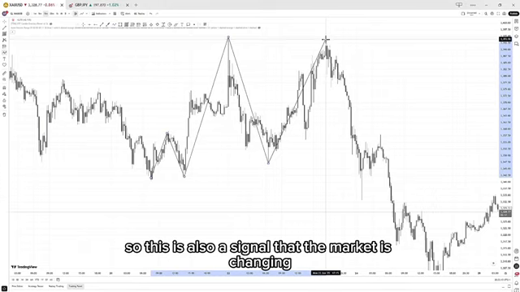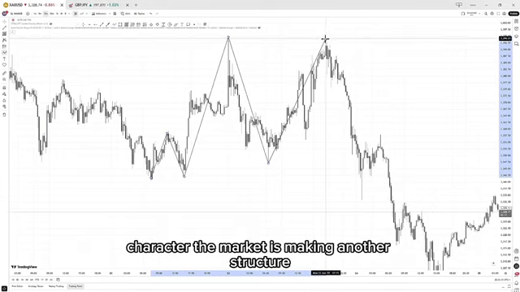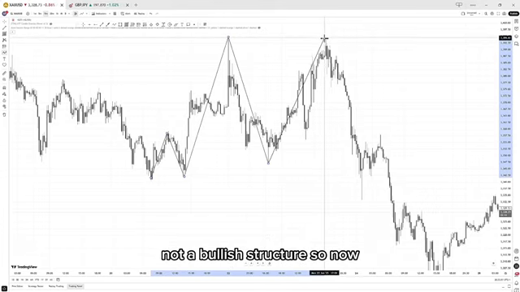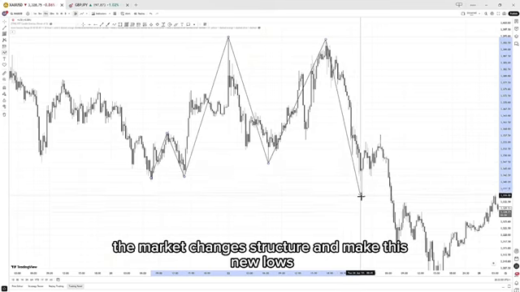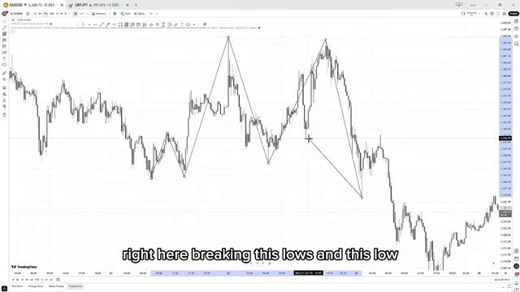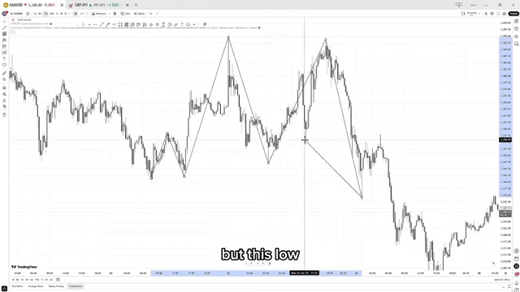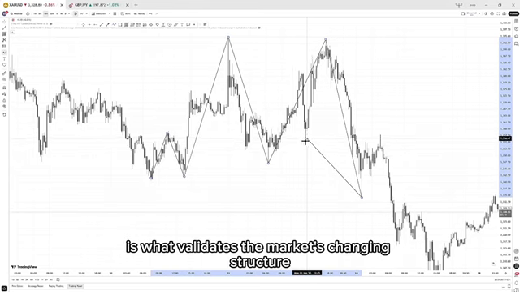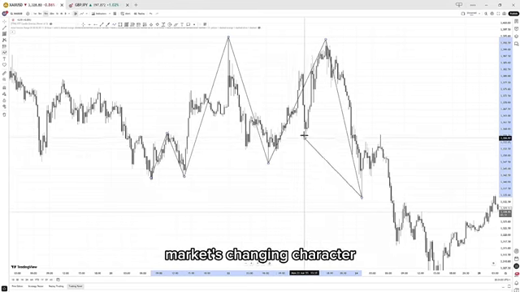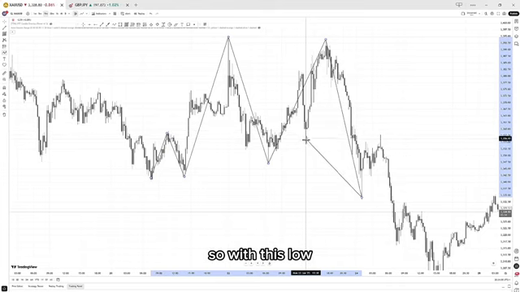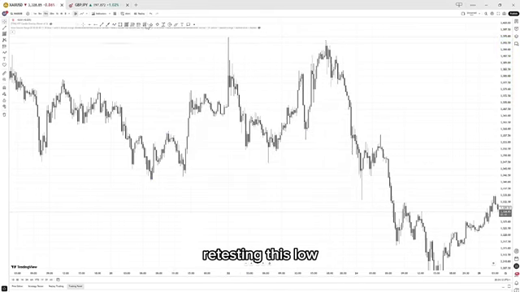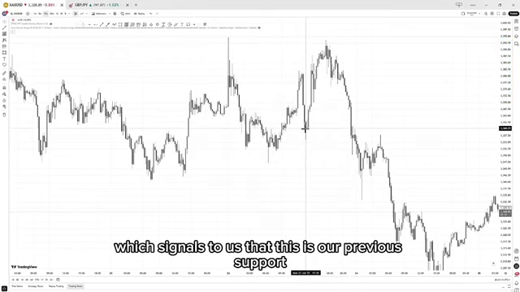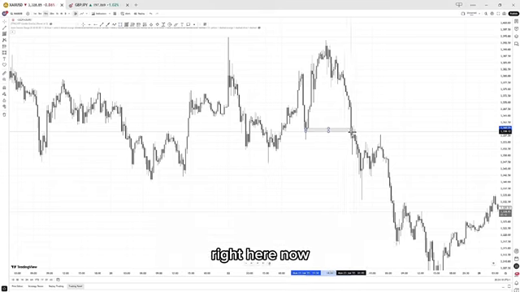So this is also a signal that the market is changing character. The market is making another structure, not a bullish structure. So now the market changes structure and makes these new lows right here, breaking these lows and this low. But this low is what validates that the market changed structure, market changing character. So with this low, we are going to be looking at the market retesting this low, which signals to us that this is our previous support right here.